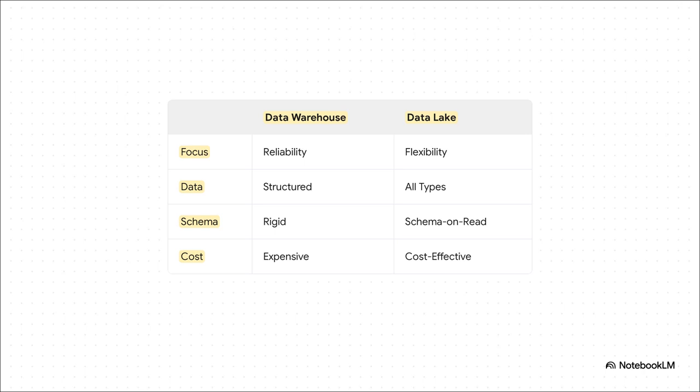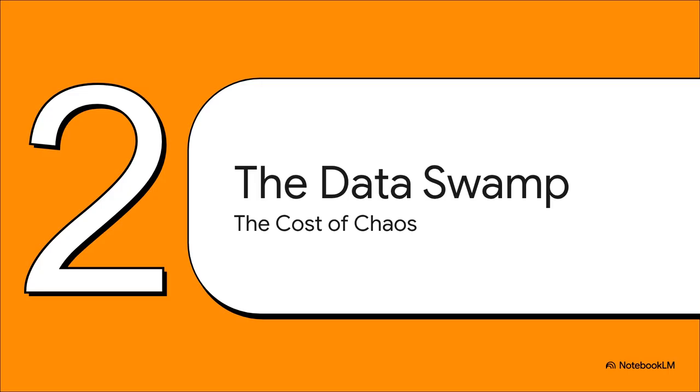Then you've got the data lake, which was built to fix all that. It's flexible, it's cheap, it can store literally anything. But that amazing flexibility? Yeah, it came with a massive catch. And that catch was chaos. The very freedom that made data lakes seem so amazing turned out to be their fatal flaw. It's what led them to become these messy, unreliable, and untrustworthy data swamps that nobody wanted to touch.